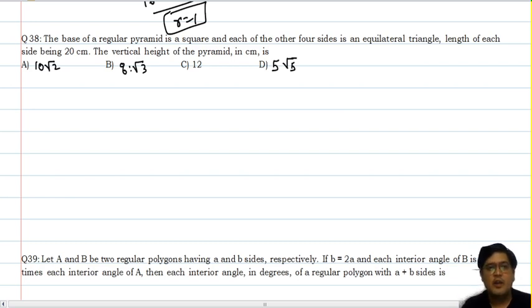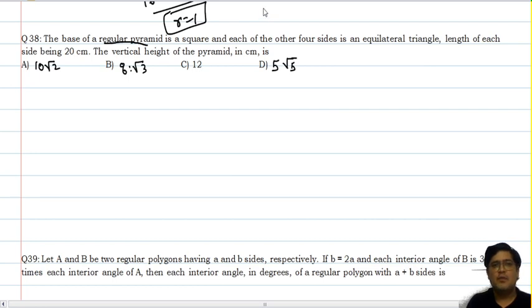Base of a regular pyramid is a square. Each of the other 4 sides is an equilateral triangle, length of each being 20 centimeters. The vertical height of the pyramid is? We are saying it is a square pyramid. This is our second problem on pyramids. We have solved one earlier. You can rewind the session and check.